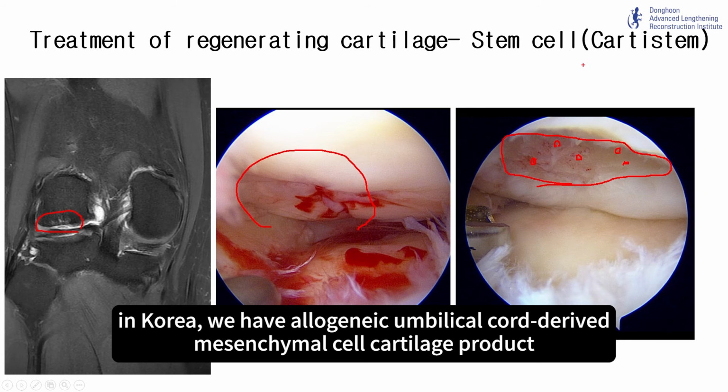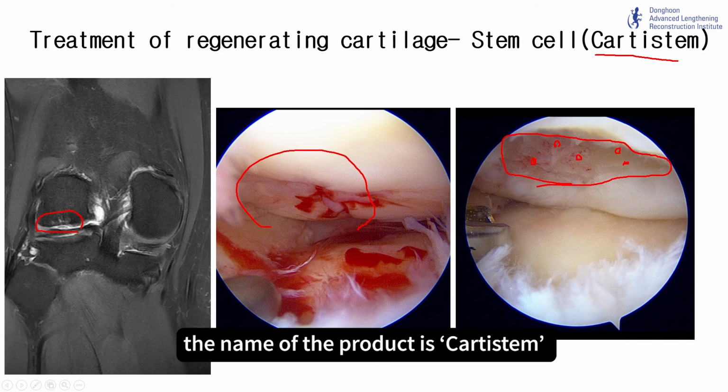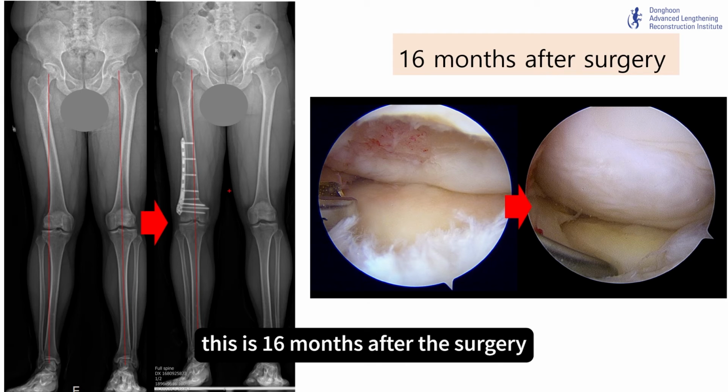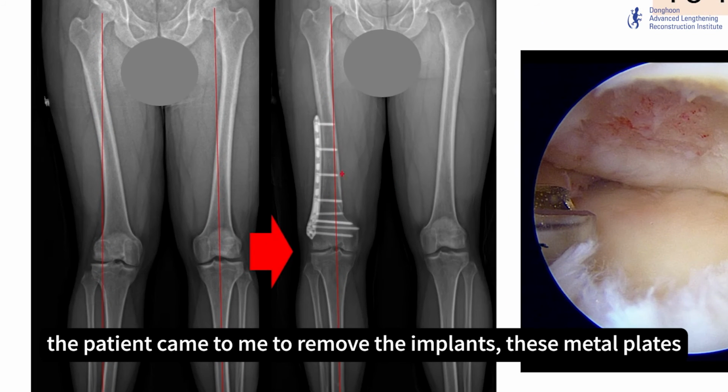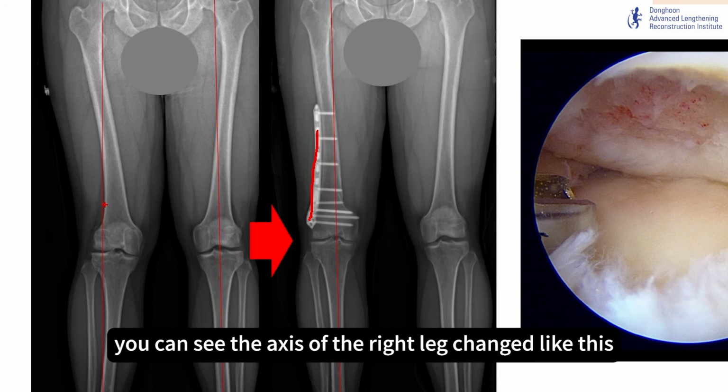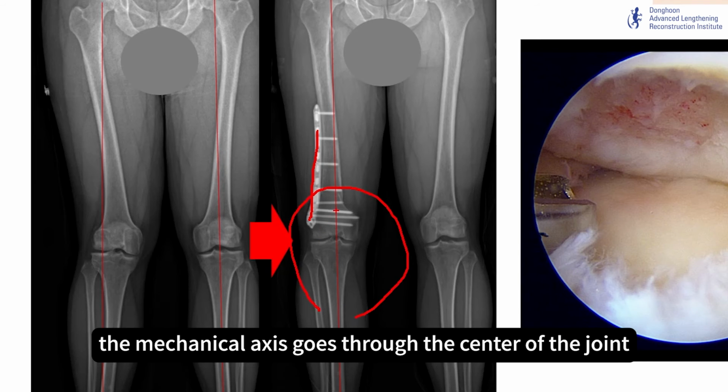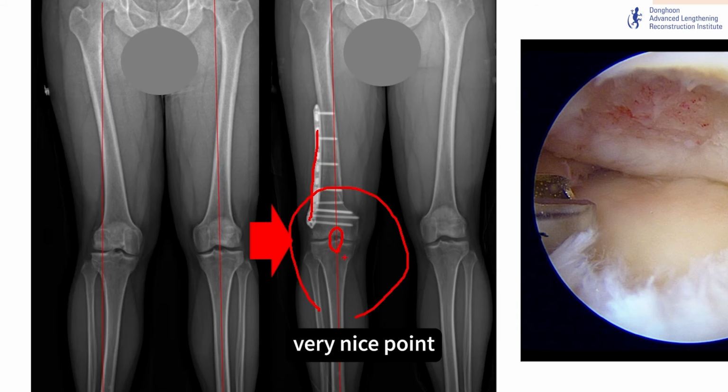In Korea, we have an allogenic umbilical cord derived mesenchymal cell cartilage product. The name of the product is Cartistem. This is 16 months after surgery. The patient came to me to remove the implants, these metal plates. And you can see the axis of the right leg changed like this. The mechanical axis goes through the center of the joint, a very nice point.